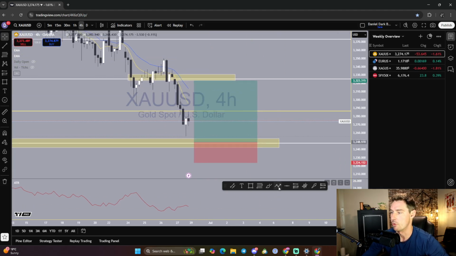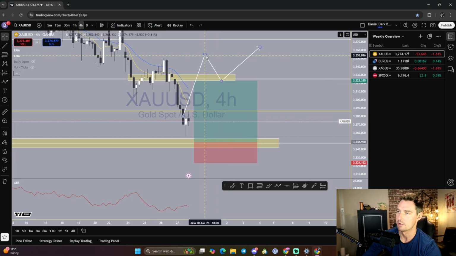And let's say it just opens up super strong and doesn't even come down here. Well, then we have to reevaluate where to enter. It could do that, and we could potentially enter on the previous exit zone. So you can always do that.